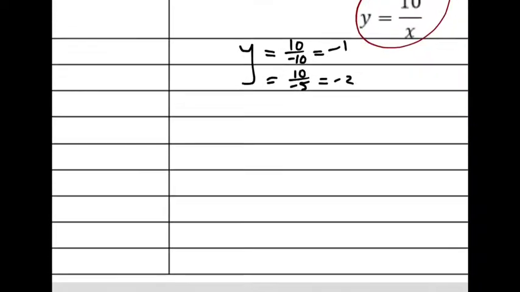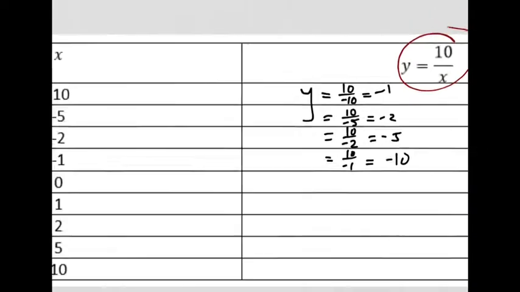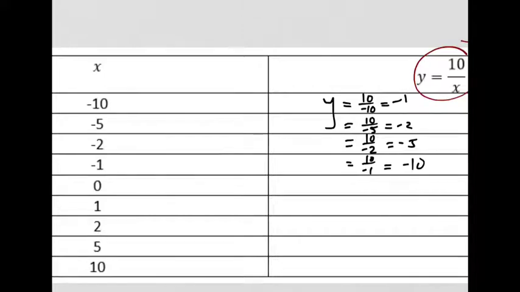Okay. So just finishing this up here, this would be 10 over negative 2, which is negative 5. 10 over negative 1 is negative 10. And then we have x is 0. What would the value of y be there? Undefined. There would be an asymptote there, yeah.